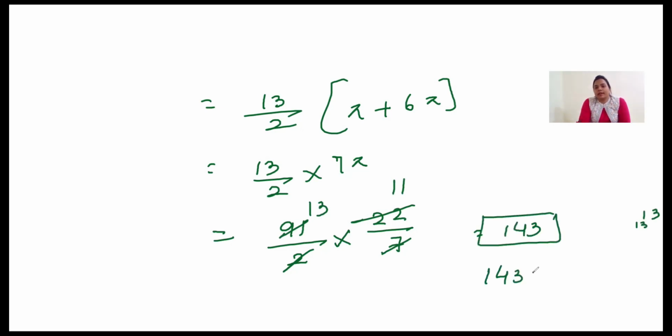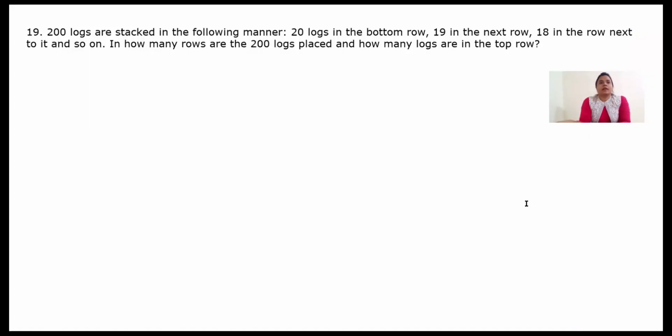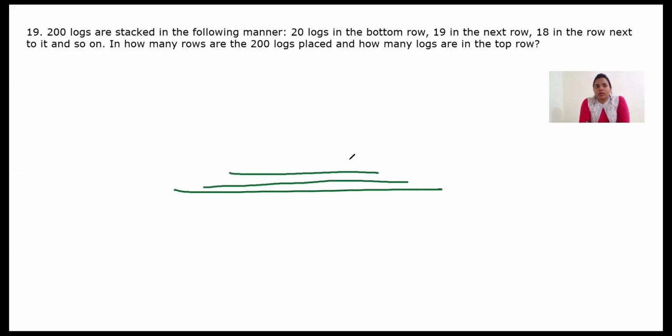So the total length of all 13 semicircles will be 143 centimeters. Okay, let's move to the next question. The 19th question is: 200 logs are stacked in the following manner. 20 logs in the bottom row, then 19 in the next row, 18 in the row next, and it goes on so and so. In how many rows are the 200 logs placed and how many logs are in the top row?